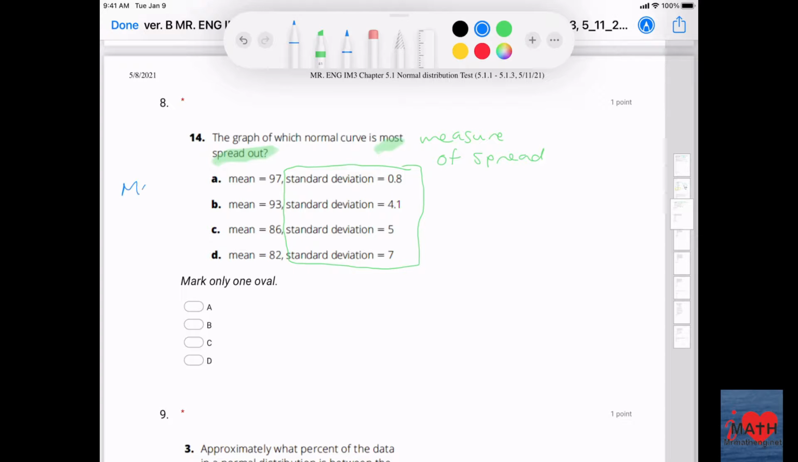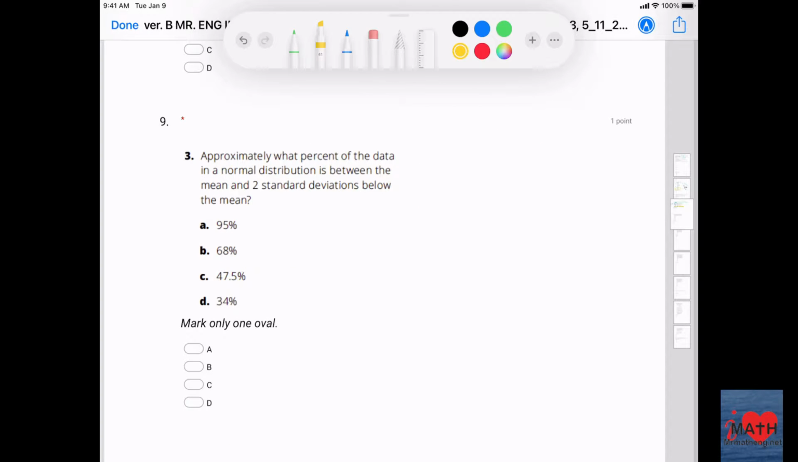Mean, median, and mode are measures of center, which is here in blue, and we don't need that. So measure of spread, I'm trying to just basically look for the one that has the largest number. And there's the largest number. So 14, your answer is D. The normal curve which has the most spread out is the one that has the greatest standard deviation because it's a measure of spread.